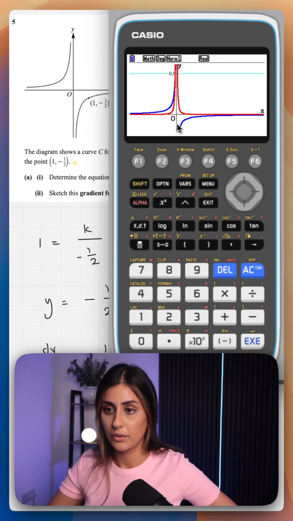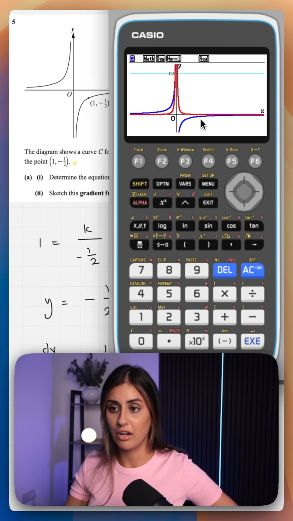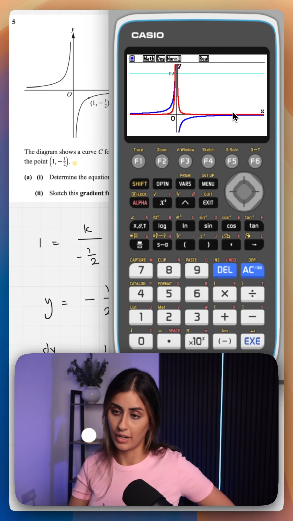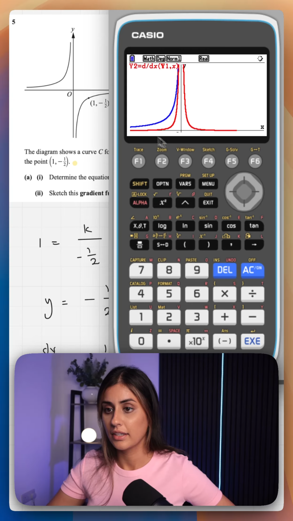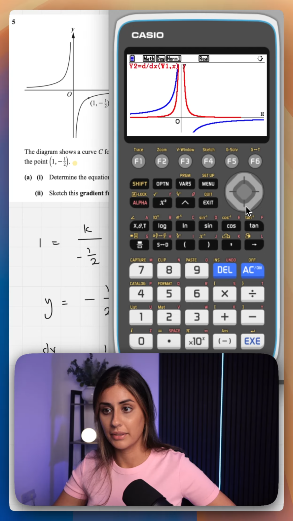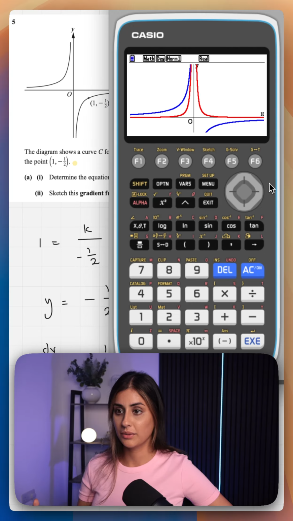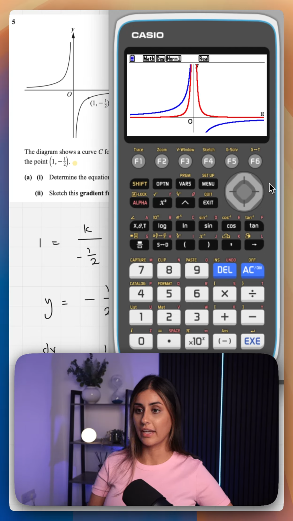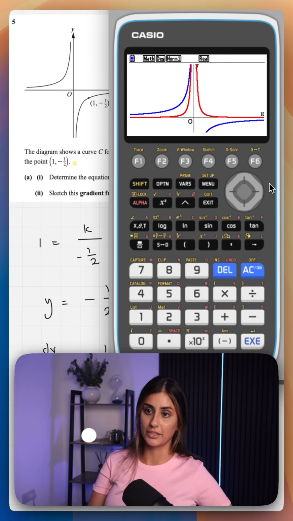So our blue line is our original graph, and then our gradient function is there in red. You can see here that the gradient gets steeper and steeper, and so does the gradient function. And the same happens on the negative. I hope this was helpful. It's really useful having a graphical calculator, especially with questions like this.